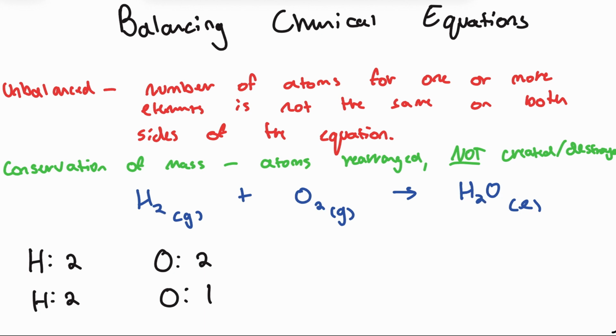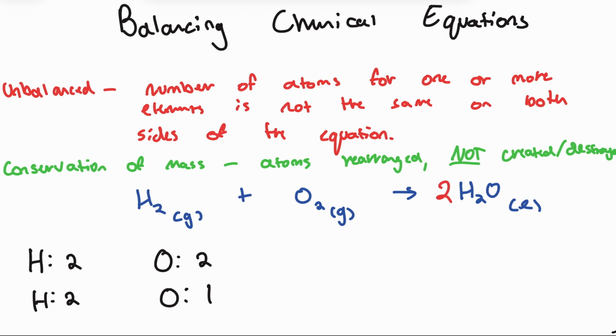To do that, we can put leading coefficients before our products or reactants, because doing so will only change the amount of stuff we're using, but not the chemical identities of our substances. For instance, putting a 2 in front of this water means that we are now producing 2 molecules of water instead of 1 molecule of water if we hadn't had the coefficient there.